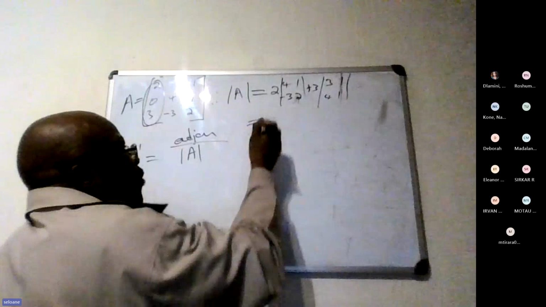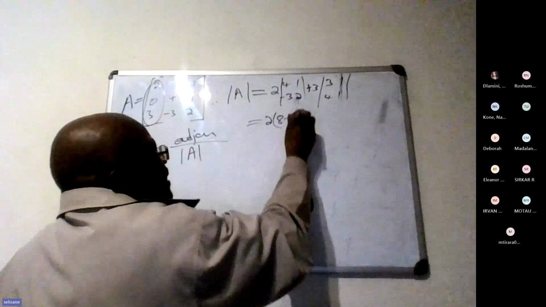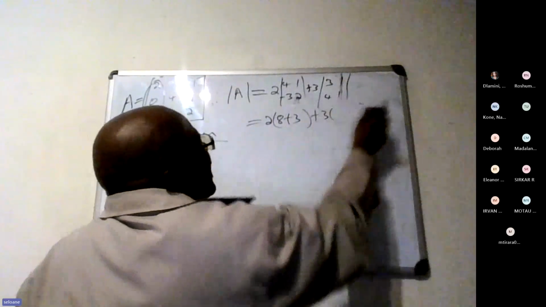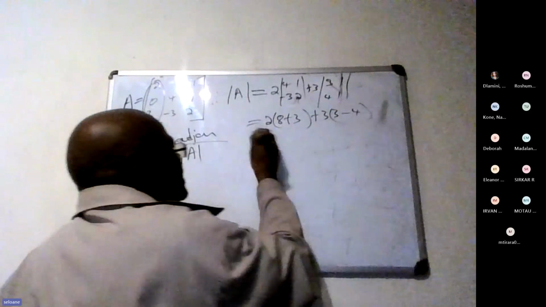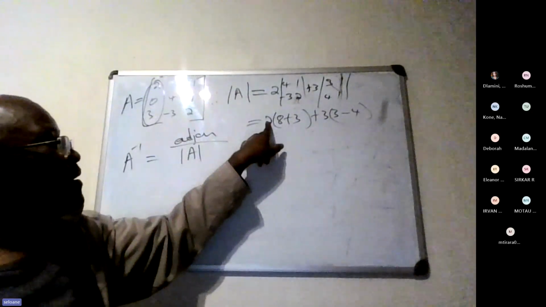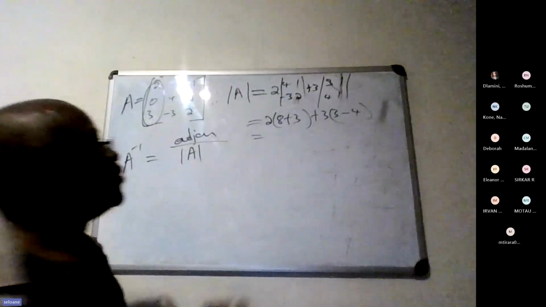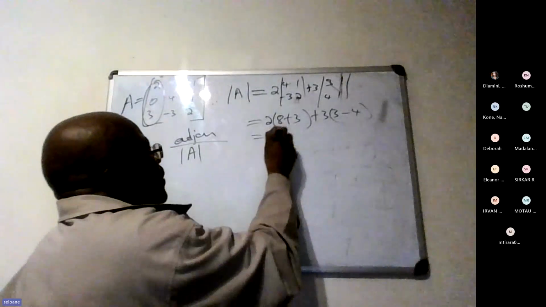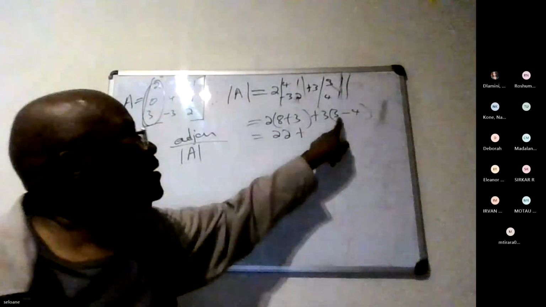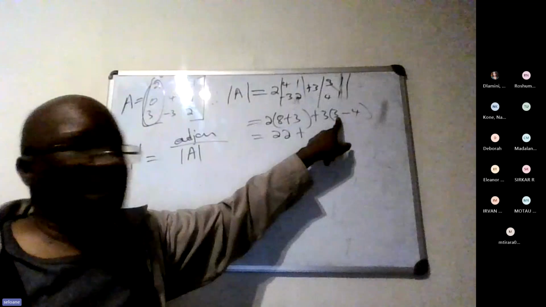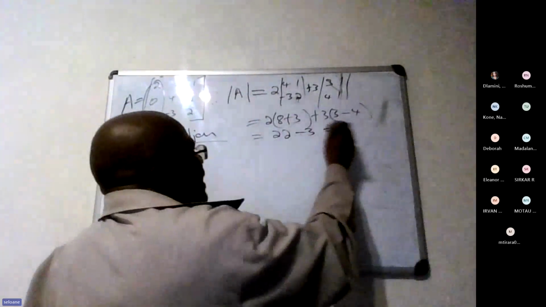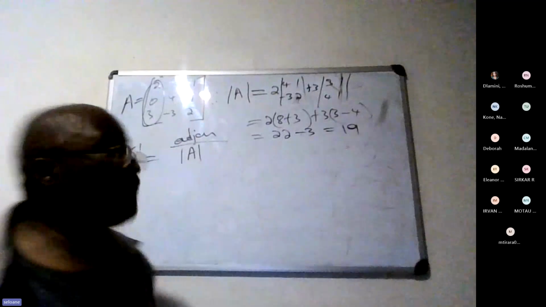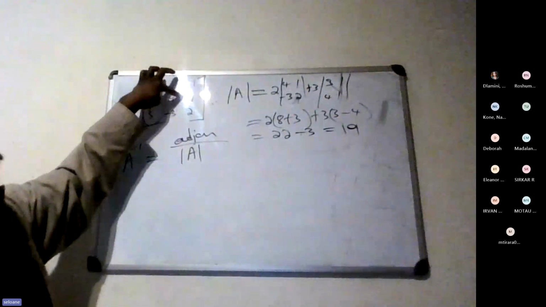So what will be the answer? 2 in brackets 8 plus 3. This is plus 3 in brackets, you multiply 3 minus 4. Then what is the answer? This is 11 multiplied by 2, which is 22, plus 3 multiplied by minus 1, which is just minus 3. So the answer is 19. Therefore, the determinant of this is 19.